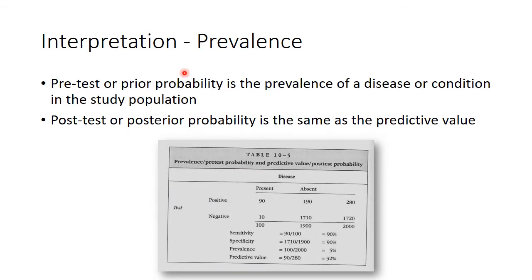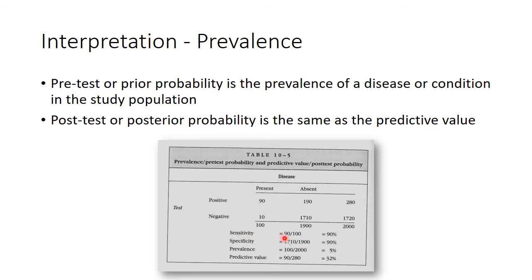So now let's see how we can factor in prevalence in looking at our sensitivities and specificities. So again, pre-test or the prior probability is going to be that prevalence of a disease in the study population that we're interested in. So whether it be IV drug abusers or the general population, whoever happens to be. And then we'll see when we're talking about post-tests or posterior probability, this is going to be the same as the predictive value. So you can kind of see how these are all calculated here.